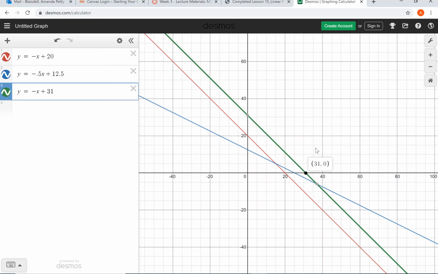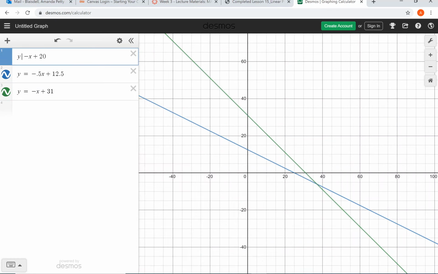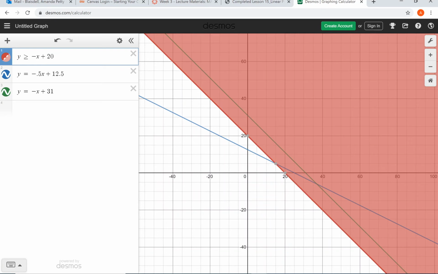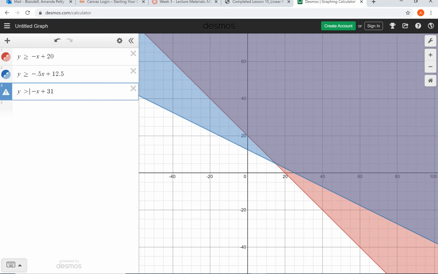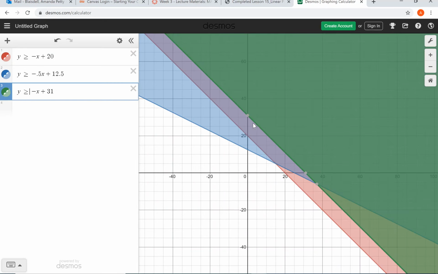Remember, my shaded region was all of this up here. Actually, I think I can make this shaded. I want this guy, this guy, and this guy. So we can see that this region right here is my feasible region. Here my only critical points are 0, 31 and 31, 0. This graph makes it a lot easier. Those are my only critical points.